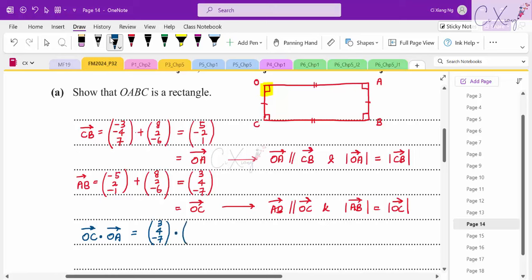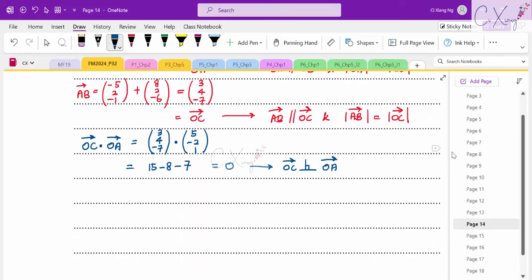So I have 3, 4, -7 and 5, -2, 1. So 15 minus 8 minus 7, I get a 0. So what does this mean? It means that OC is perpendicular to OA.